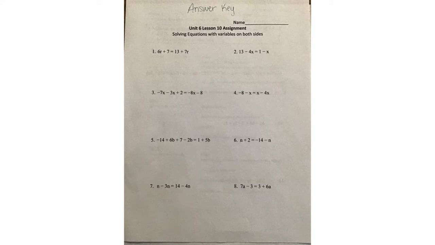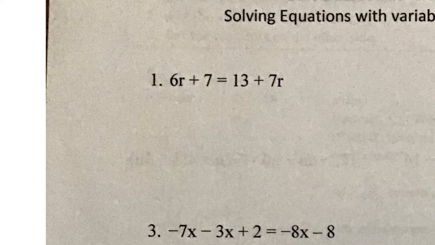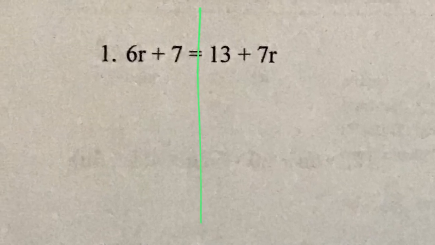So let's talk about a couple of these. I'm going to do some of these with you. My biggest help when trying to solve variables on both sides is to try to move the numbers that are the smallest so you're not getting a lot of negatives to deal with. You're going to deal with negatives, but we want to maybe try to not do that as much.